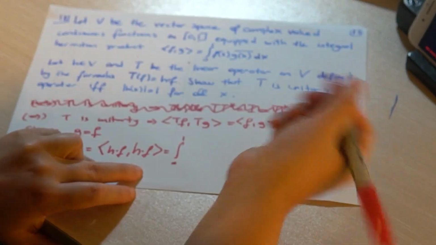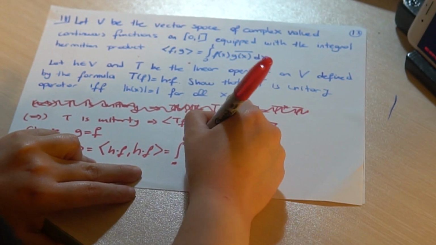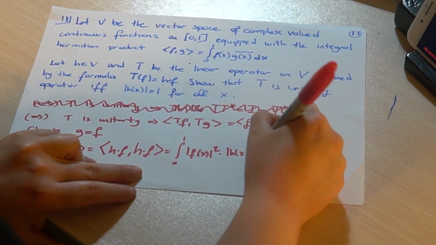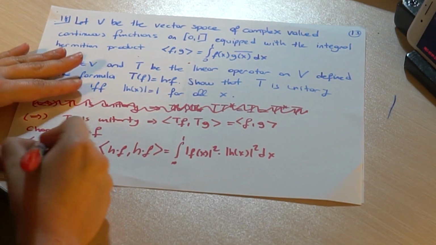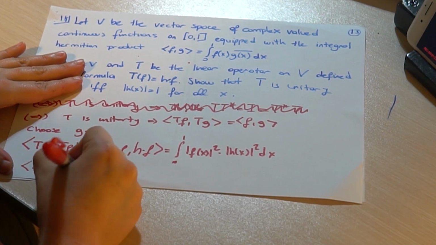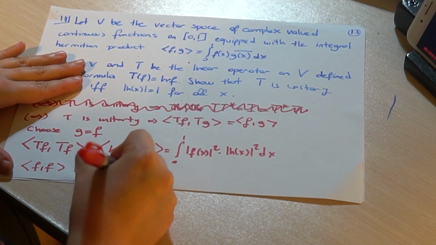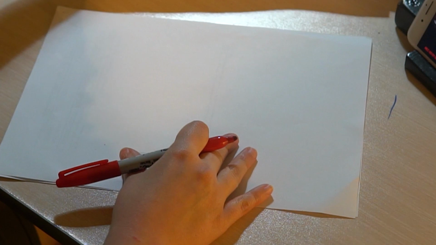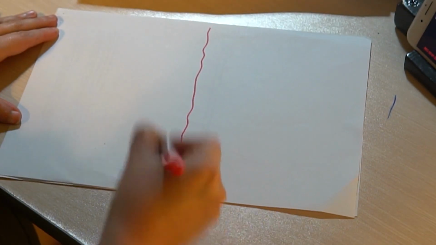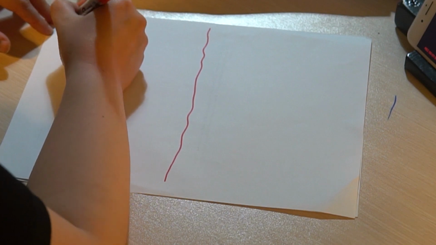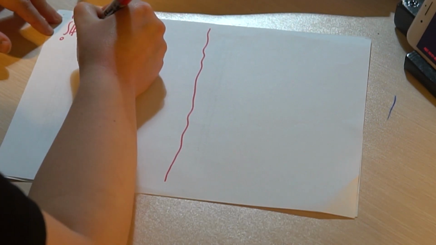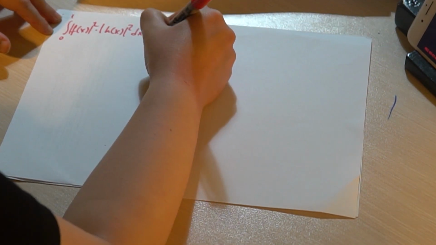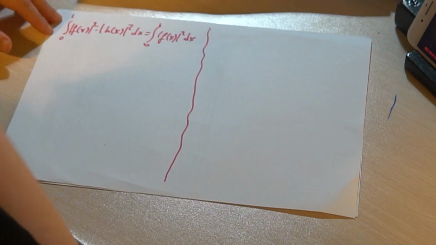f times f conjugate, norm of f(x) squared times norm of h(x) squared dx. And this is equal to F product F, which is integral from 0 to 1 of norm of f(x) squared dx. This is equal to this one. So we know that the integral from 0 to 1 of norm of f(x) squared times norm of h(x) squared dx is equal to the integral from 0 to 1 of norm of f(x) squared dx.